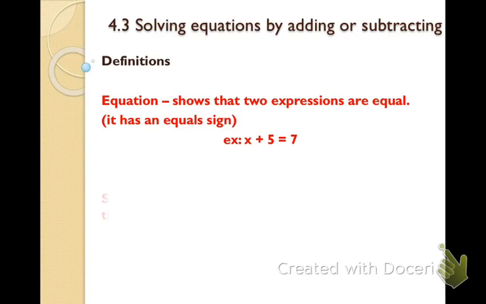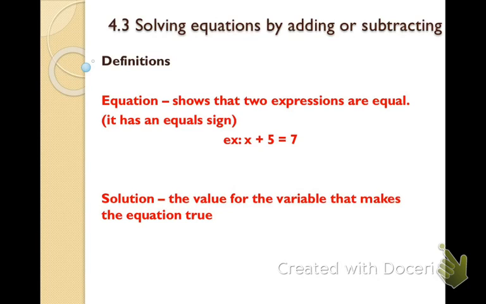The next definition is a solution. A solution is the value for the variable that makes the equation true. So, for example, if we use the same equation, I bet you know in your head what the solution to that equation is. The solution is x equals 2. So this right here, x equals 2, is the solution to that equation because it makes it true. 2 plus 5 equals 7.